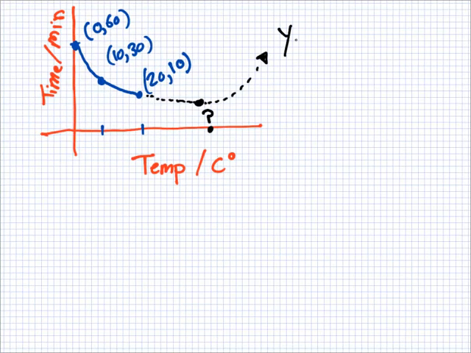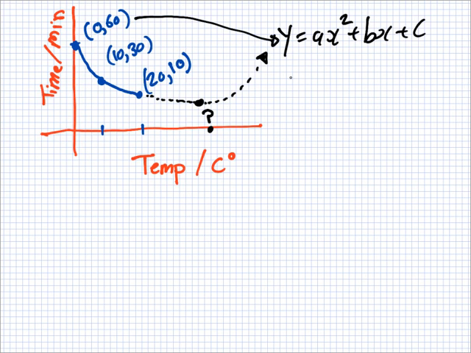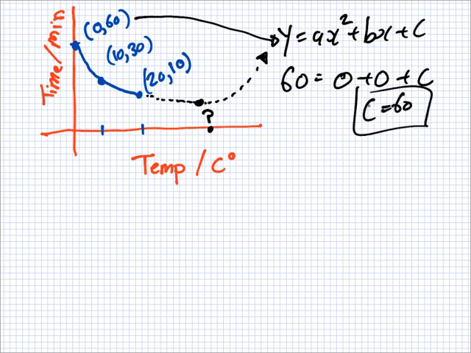So we are trying to seek a quadratic here. So we know what we're looking for is y equals ax squared plus bx plus c. But we don't know the a, b, and c. We can find the a, b, and c by subbing in these points. So if I was to sub in the first point, I would get 60 equals 0 plus 0 plus c. This is great. We already have the c. The c must be 60. So now we have y equals ax squared plus bx plus 60.